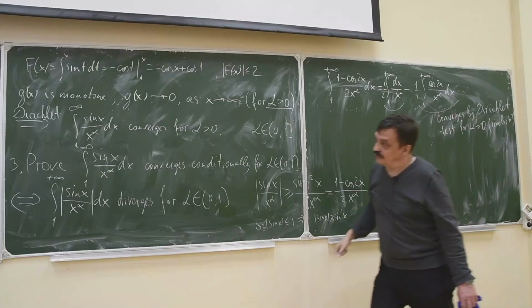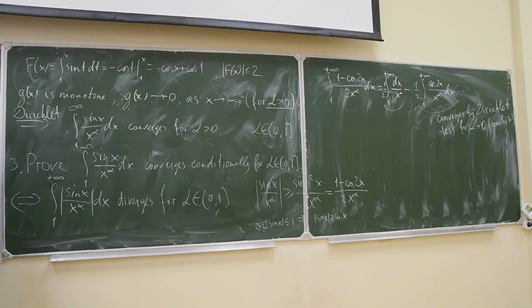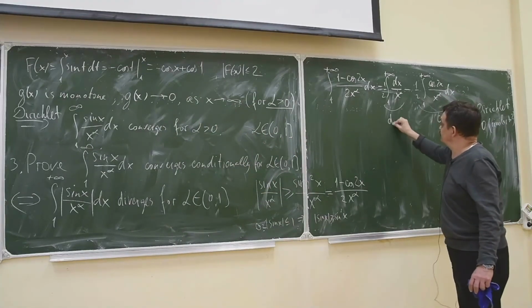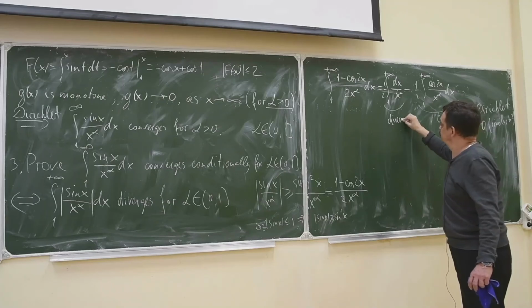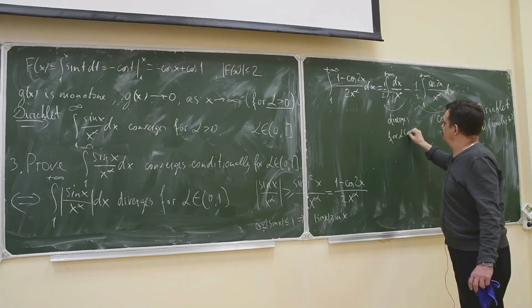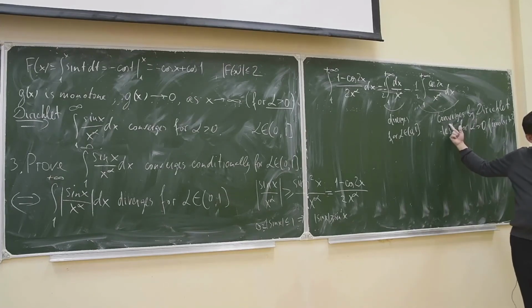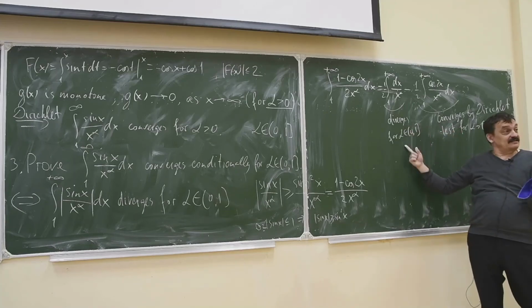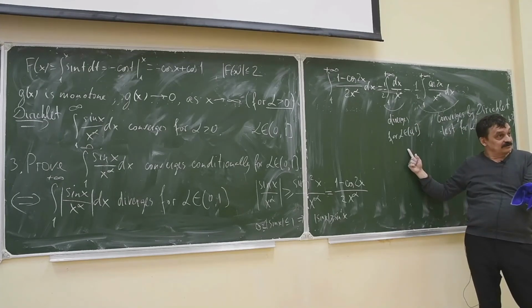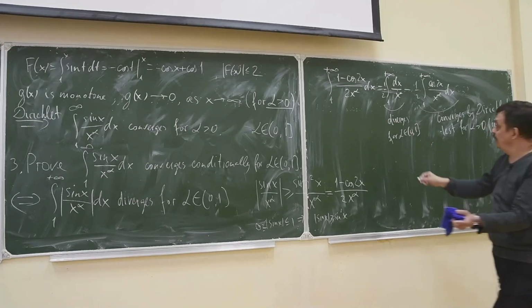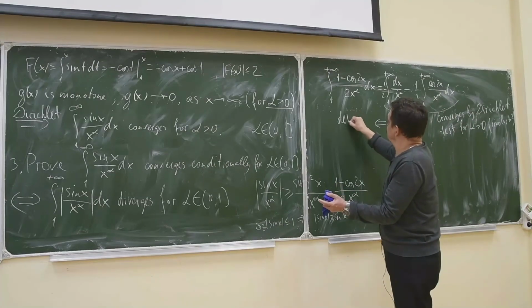That, as we know, for alpha between 0 and 1 diverges. So it diverges for alpha from 0 to 1. And once we have a sum of two objects, one of them has a limit, converges, right? Another doesn't have a limit, diverges. It means their difference is divergent, right? So, hence, this diverges.